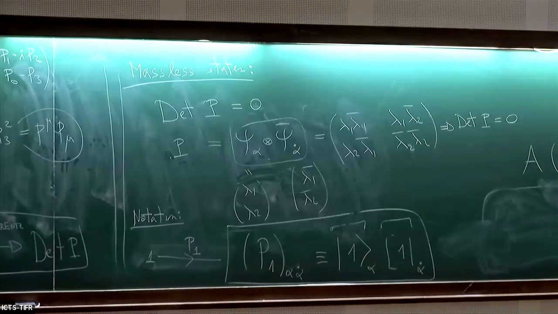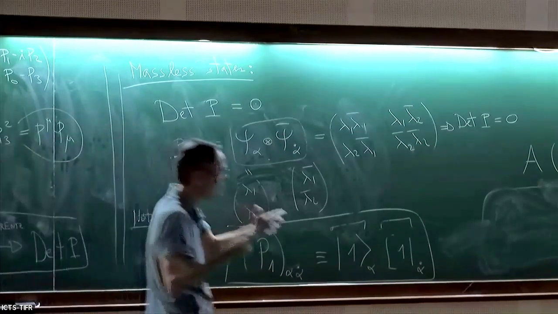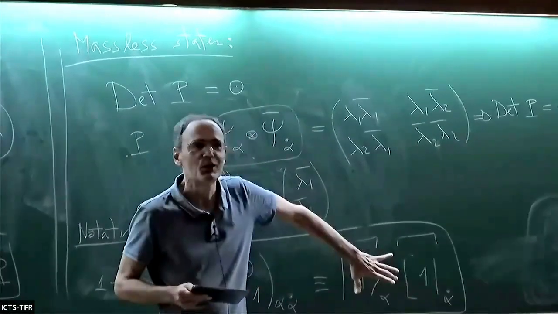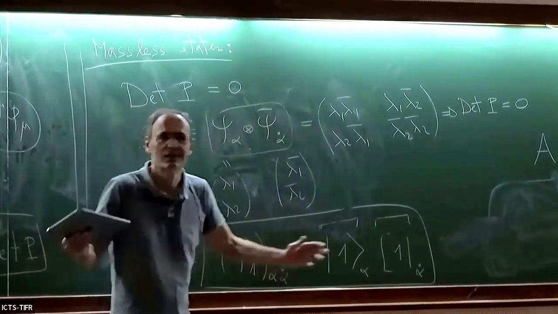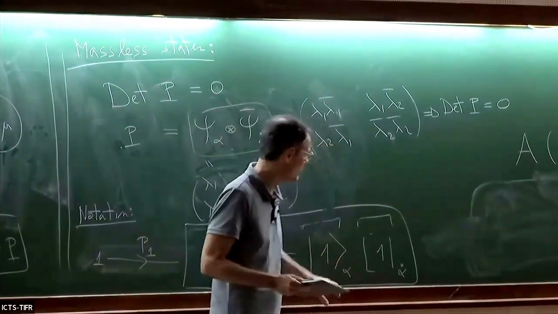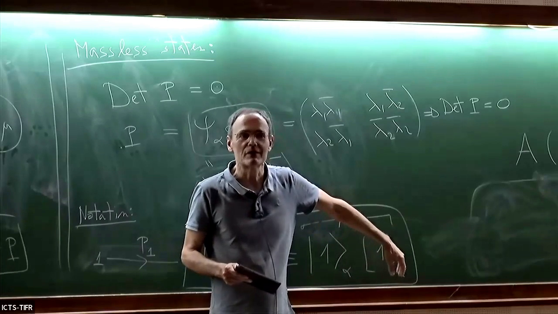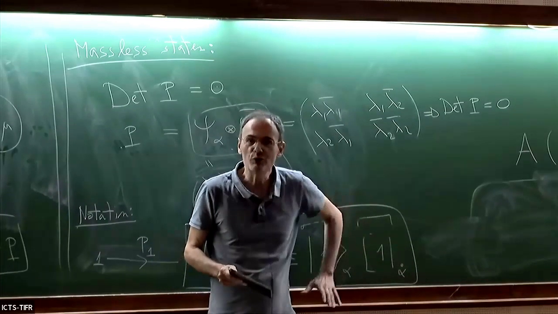Am I going too slow? You can ask me any question. This is probably the difficulty. You are very used to doing amplitudes with P mu. P mu for you is okay, you see it everywhere. Now we're going to talk about these spinors, and we are going to lose a little bit of intuition.